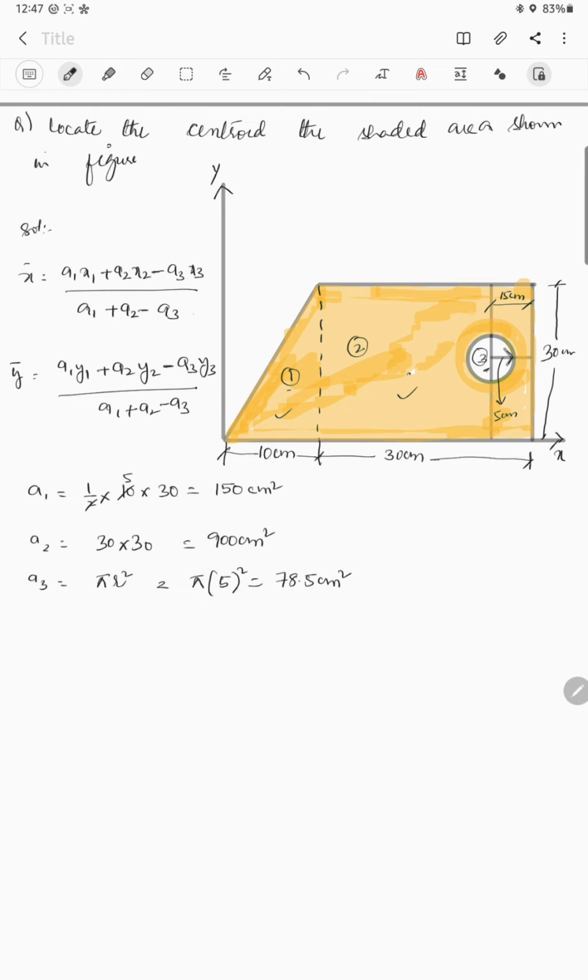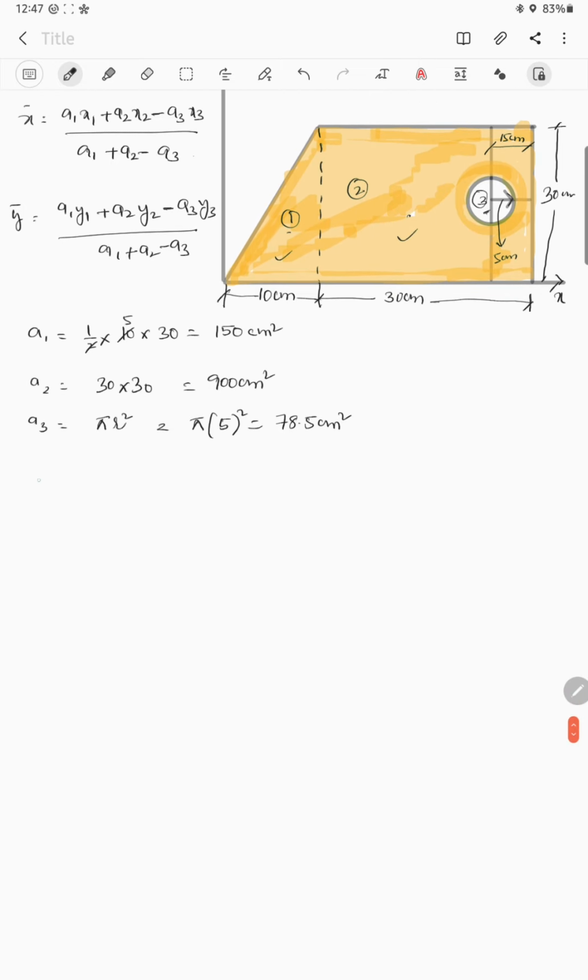Now we'll calculate the value of x1. Suppose the centroid of this rectangle is here, the triangle is here. So the distance from here to here is nothing but 2b by 3. We know that, right? So x1 is equal to 2b by 3, which is equal to 2 into 10 by 3, which is 20 by 3. That is 6.67 centimeter.